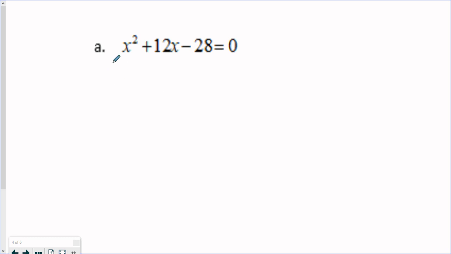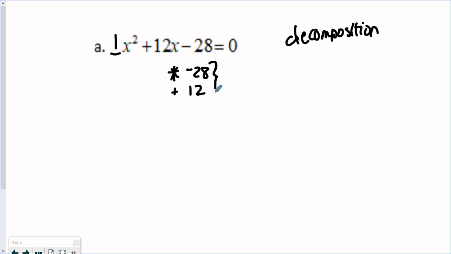So in order to solve by factoring, you did it by decomposition. I'm going to do it by inspection because right now my a value is 1. You'll see that it'll get us to the same spot. My way is just the lazy way. So I'm looking for two numbers that multiply to equal negative 28 and add to equal positive 12. When they multiply to a negative number, I know one has to be negative and one has to be positive.